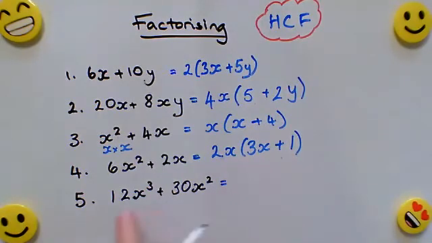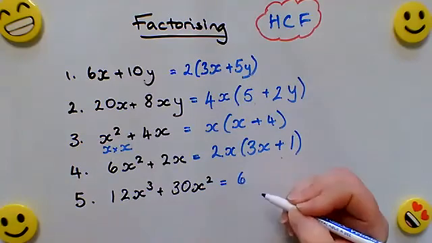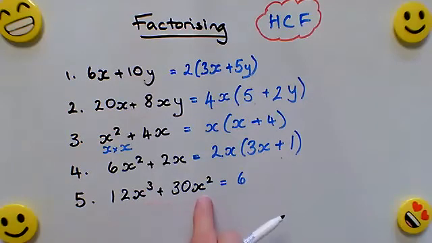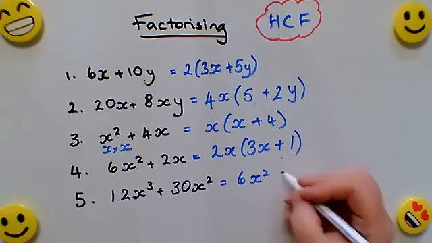Now the final example, 12 and 30, so let's just double check we get the highest common factor. So 2 definitely is a factor, 4 is not a factor of both, 6 is a factor of both. So 12 and 30, I think highest common factor is 6. I've got x cubed and x squared. So what we can do is you can always take out the lowest power of any common letters. So I can take x squared outside of the bracket.